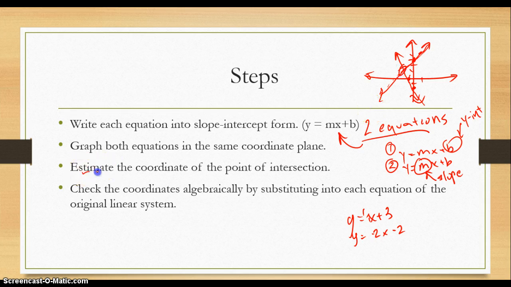So when it says estimate the coordinate of the point, you should almost think about, maybe even prior to graphing them, thinking about where they will intersect each other. Having a great idea of whether it's going to be in quadrant 1, 2, 3, or 4. Okay, visually seeing the coordinate plane, seeing the direction of those lines. Okay, and then there's going to be a way to check that algebraically by substituting that ordered pair into each equation of the original linear system. So let's check it.